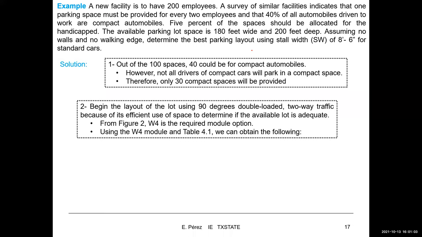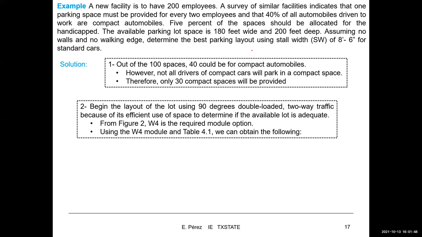Okay, so in this example, we have a new facility that is to have 200 employees. A survey of similar facilities indicates that one parking space must be provided for every 2 employees and that 40% of all cars driven to work are compact cars. 5% of the spaces should be allocated for the handicap. The available parking lot space is 180 feet wide and 200 feet deep. Assuming no walls and no walking edge, determine the best parking layout using a stall width of 8 feet 6 inches for standard cars.